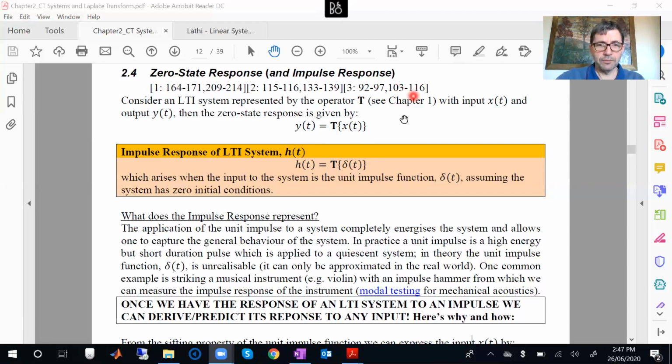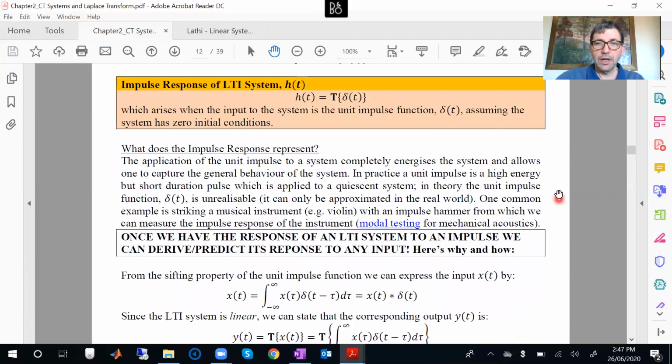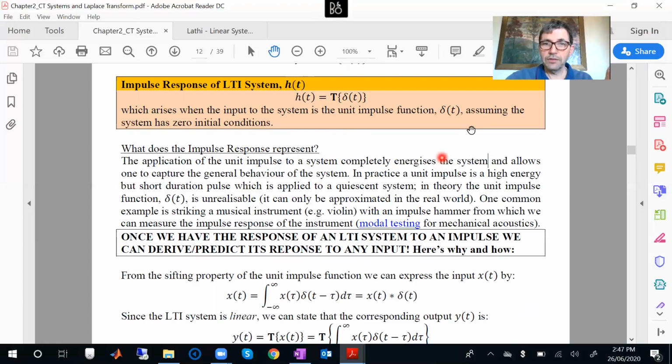So what is the impulse response? Okay, the impulse response represents the system being energized by an impulse. So it allows one to capture the general behavior of the system. In practice, it's a short burst of energy applied at the time that we want to look at the response of the system. So typically it's applied at t equals 0.